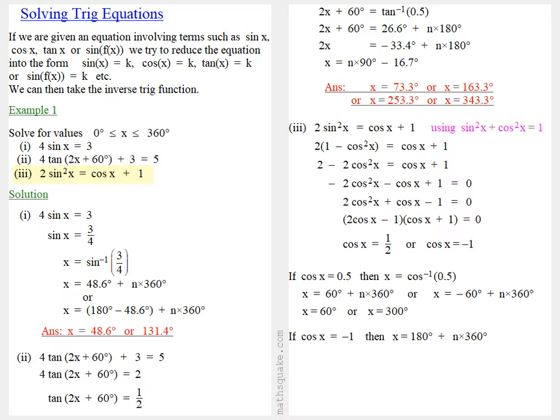If cosine of x is equal to minus 1, then x is equal to 180 degrees plus n times 360 degrees. So in the range we want, x is equal to 180 degrees. So we have x is equal to 60 degrees, or x is equal to 180 degrees, or x is equal to 300 degrees.